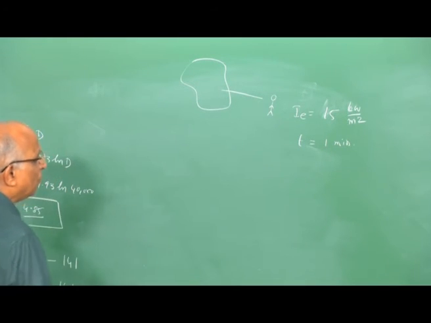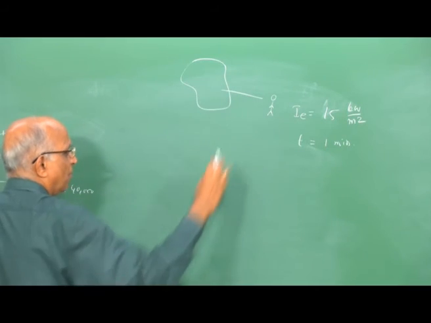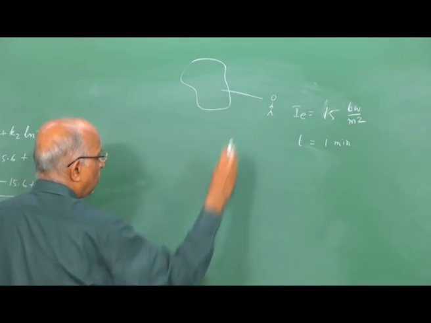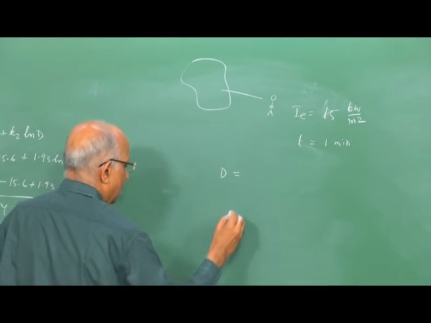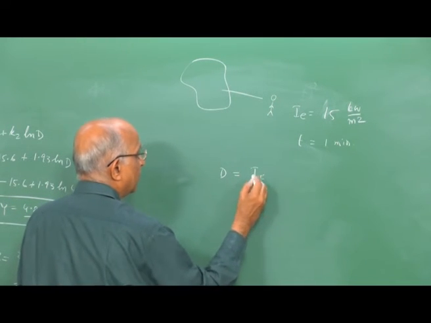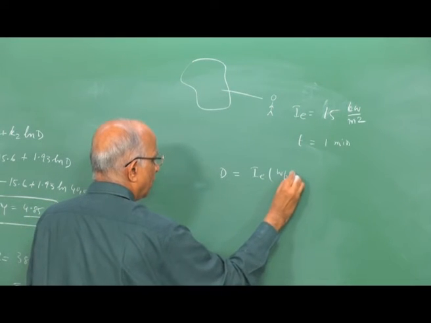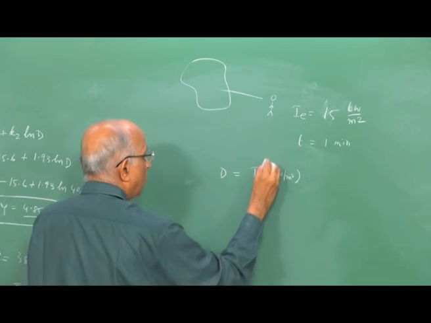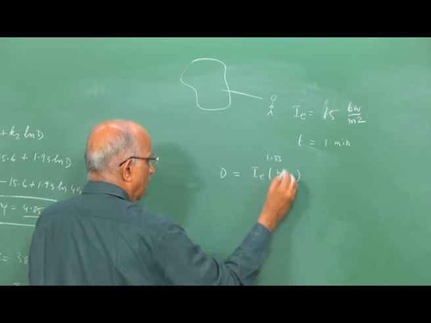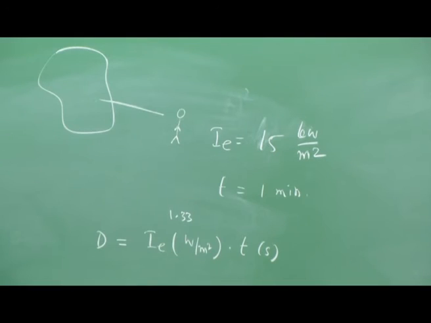When we talk in terms of the dosage for heat radiation from a fireball, dosage is defined as equal to IE, the intensity of radiation in watts per meter square, to the power 1.33, into the effective time in seconds. This is the definition of dosage.